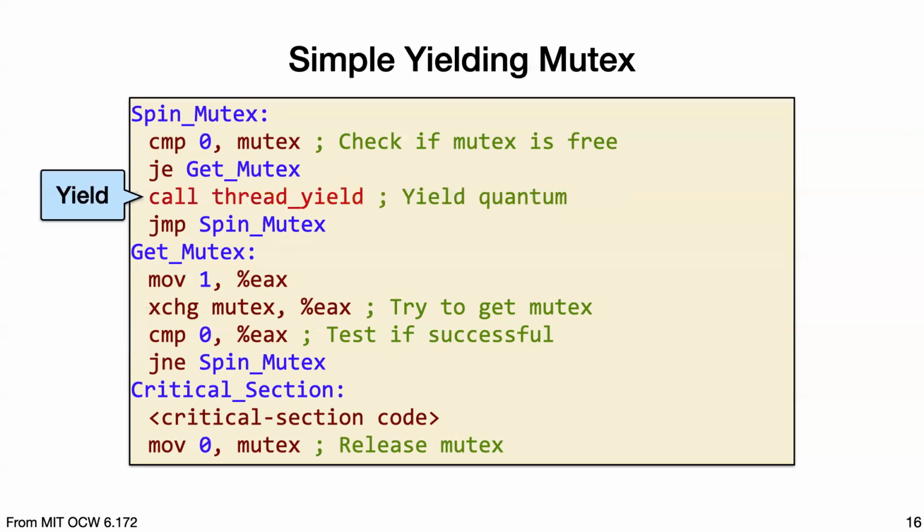Yep. So that is spinning. And then to do yielding mutexes, you just call yield instead of pause. So pause is like wait, but you're still using cycles, and yield gives up the thread to the underlying OS, and then the OS can schedule other threads in the meantime.